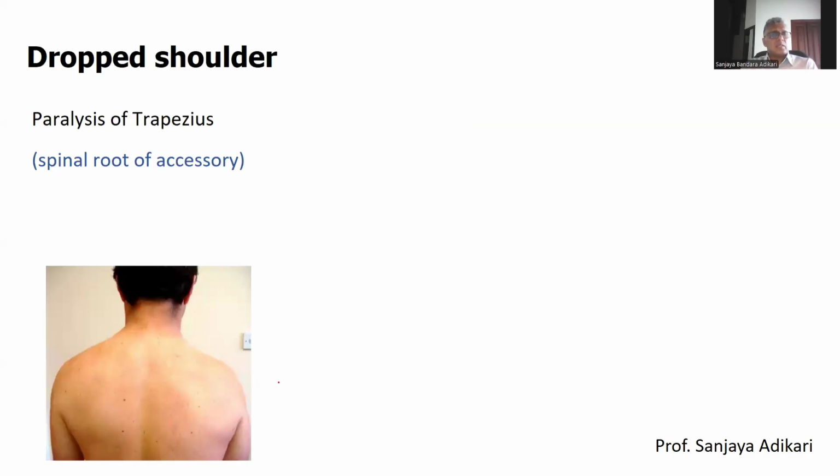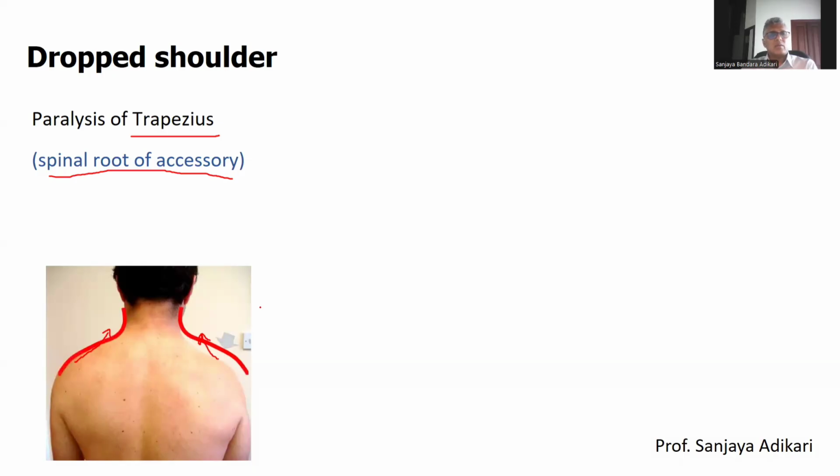Then about this condition called dropped shoulder due to paralysis of trapezius. Trapezius is a very strong muscle. It is important to keep the shoulders up, pull the shoulders up because of its attachment to the upper part of the spine. It will pull the shoulders upwards and keep it in position. So when trapezius is paralyzed on one side, very likely due to the damage to the spinal root of the accessory nerve, you get dropped shoulder on that side.